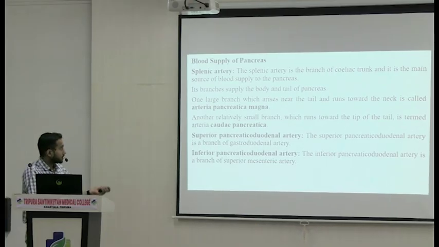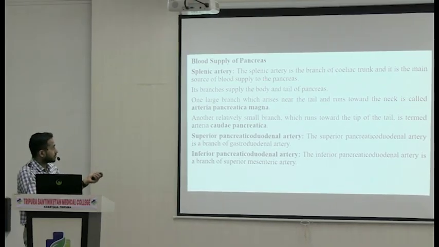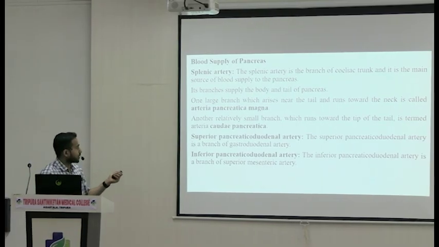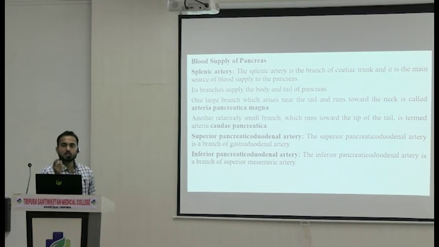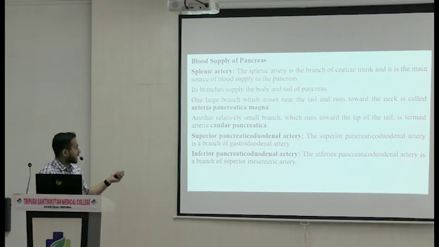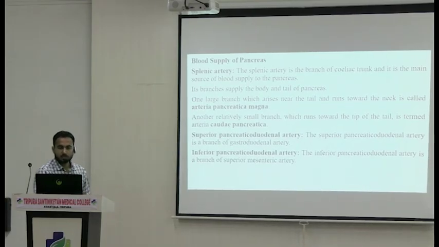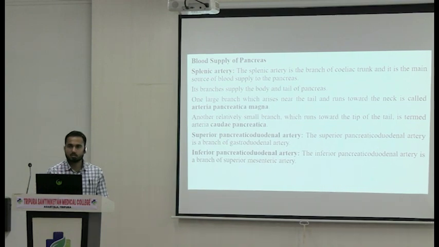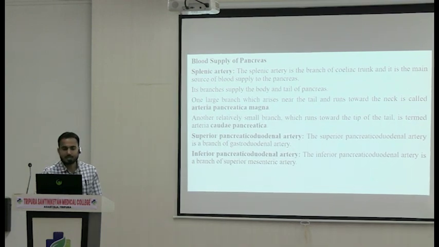So the splenic artery, we know that it is a branch of the celiac trunk. It is mainly supplying blood to most of the pancreas. Now the branches are supplying the body and the tail of the pancreas. Among them, one artery is larger compared to the others, and it is called arteria pancreatica magna, which arises near the tail and runs towards the neck of the pancreas.